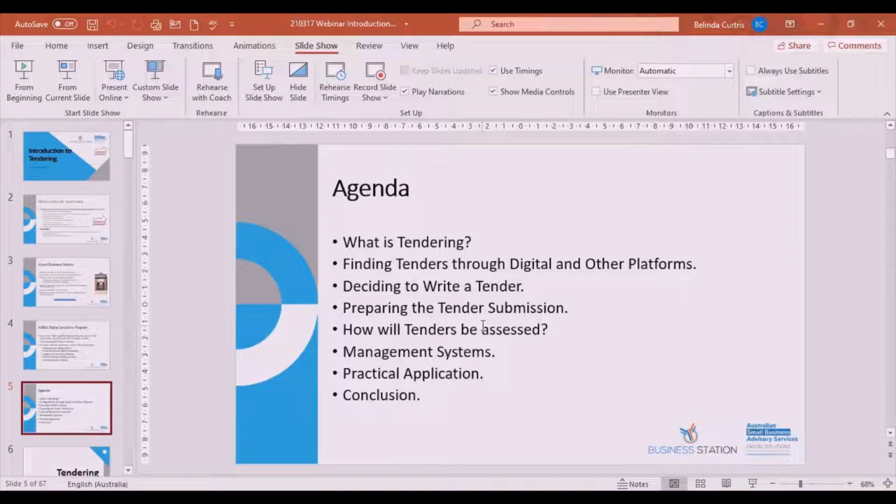And then once you've delivered your submission by the closing date and time, we'll look at how tenders are assessed. So that's sort of my role as a member of the selection panel. I'll outline that basic overview of that process. Then we'll look at management systems, so demonstrating your organisational capacity. Then we'll look at the practical application of that, and then we'll finish up.